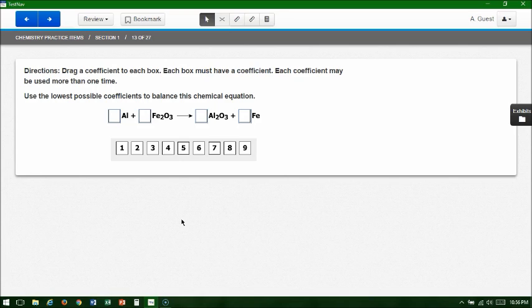In number 13, we have to balance this equation. There are 2 aluminums on the right, so we'll drag a 2 into this box. There are 2 irons on the left, so we'll drag a 2 over here. Normally that would be it, except it says each box must have a coefficient. So we have to go ahead and put 1s into the boxes where a 1 would normally be understood. So the coefficients from left to right are 2, 1, 1, and 2. That's it.